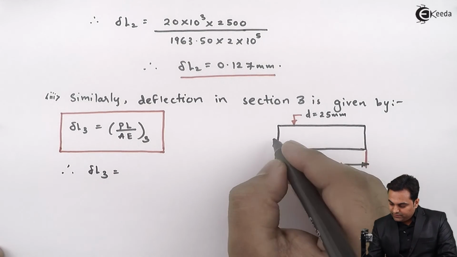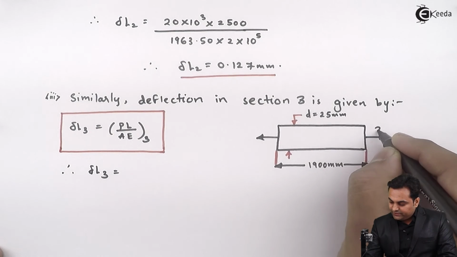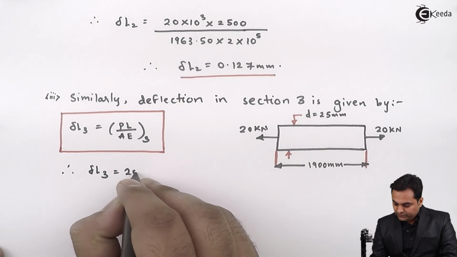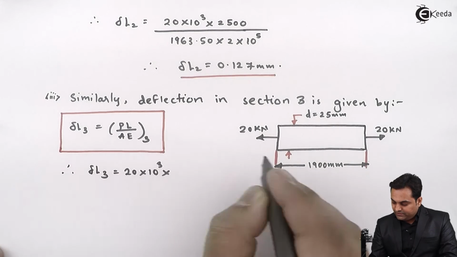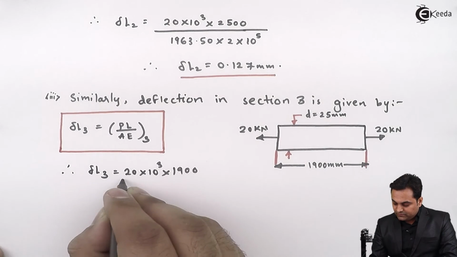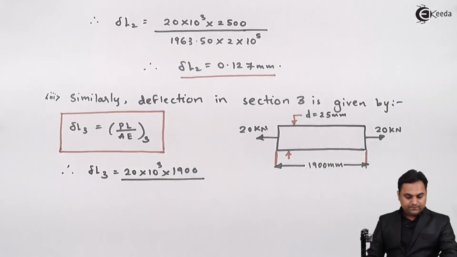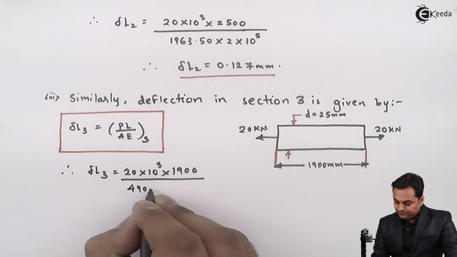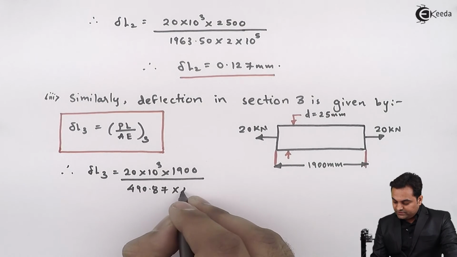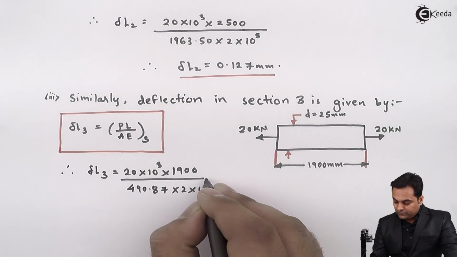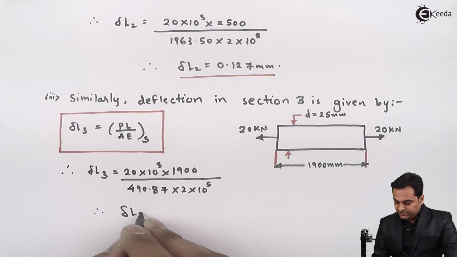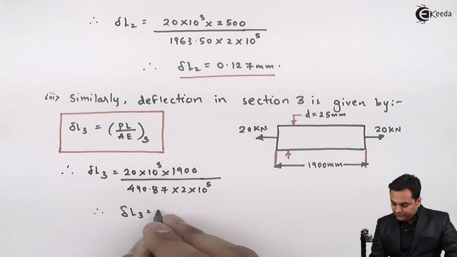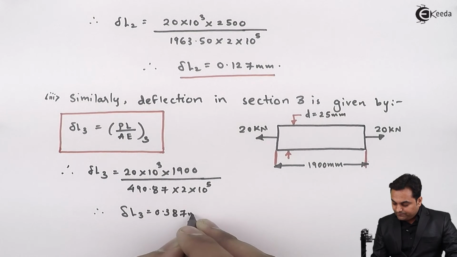Deflection in third section. P, it is the tensile load which is applied here, having value 20 kilonewton. So 20 into 10 raised to 3 multiplied by length is 1900 divided by area for the third section, that was 490.87, and Young's modulus, it is 2 into 10 raised to 5 given Newton per mm square. So the deflection in the third portion, my answer is, it comes out to be 0.387 mm.